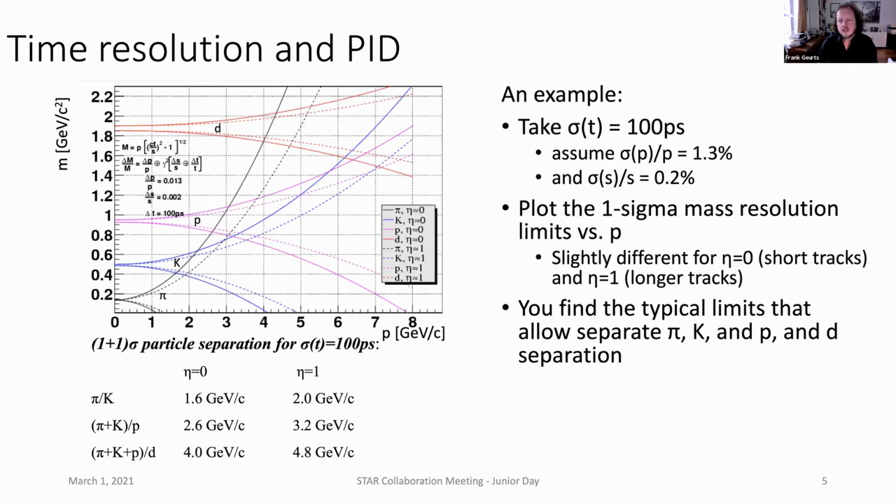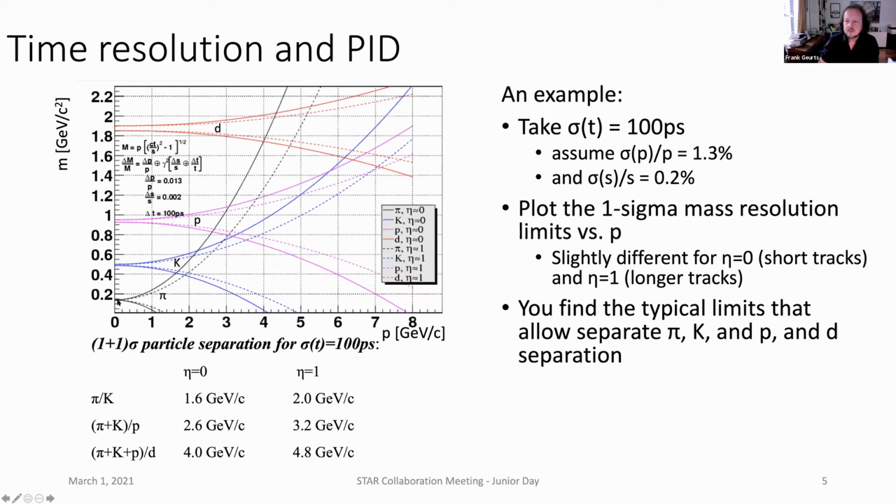To understand the effects of time resolution on the performance of your particle identification, I'm going to give you an example. This graph may look a little bit complicated, but let's walk through it. Let's assume that we have a time resolution of about 100 picoseconds. Take some typical assumptions on the momentum resolution and this pointing resolution. Then you plot that 1 sigma mass resolution that I showed on the first slide as a function of momentum. Let's just take the pion here as an example.